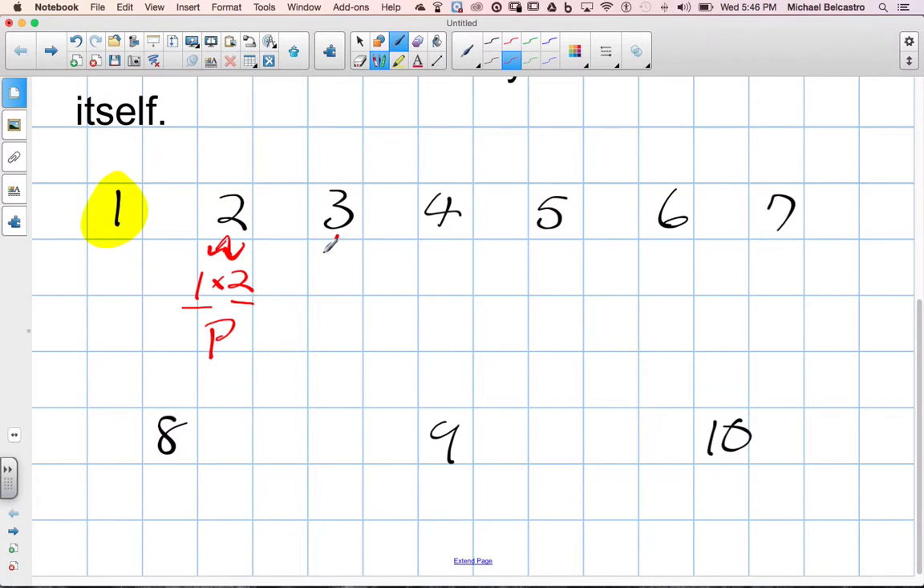How about the number 3? What are possible factors of 3? 1 times 3. How about 2? Can I use 2? No. So these are the only 2 factors? Yep. What is it? It's a prime number.